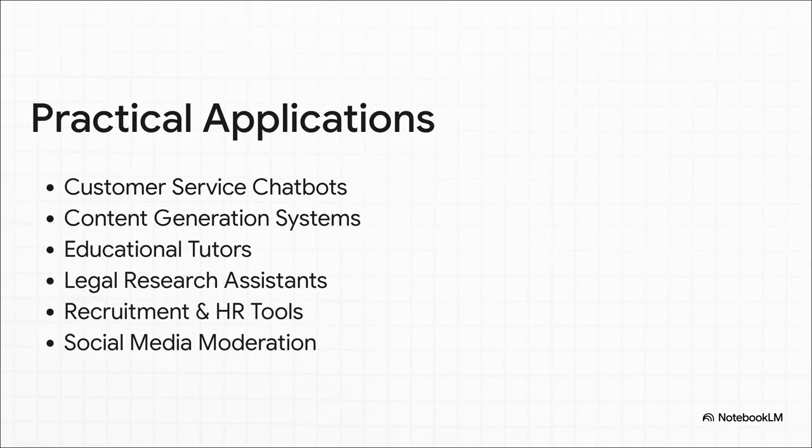And this isn't some theoretical, far-off idea. Guardrails are already mission critical in so many of the AI tools we use every single day. From that customer service bot that knows not to use offensive language, to an HR tool that's specifically designed to filter out discriminatory bias when it's looking at resumes.